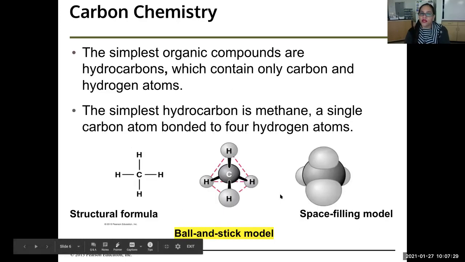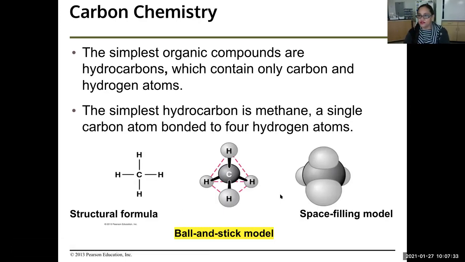All right, the simplest organic compounds are hydrocarbons, which contain only carbon and hydrogen atoms. The simplest hydrocarbon is methane, a single carbon atom bonded to 4 hydrogen atoms. It is also one of the molecules that is causing our climate so much trouble, methane being put in the air faster than we can process it.